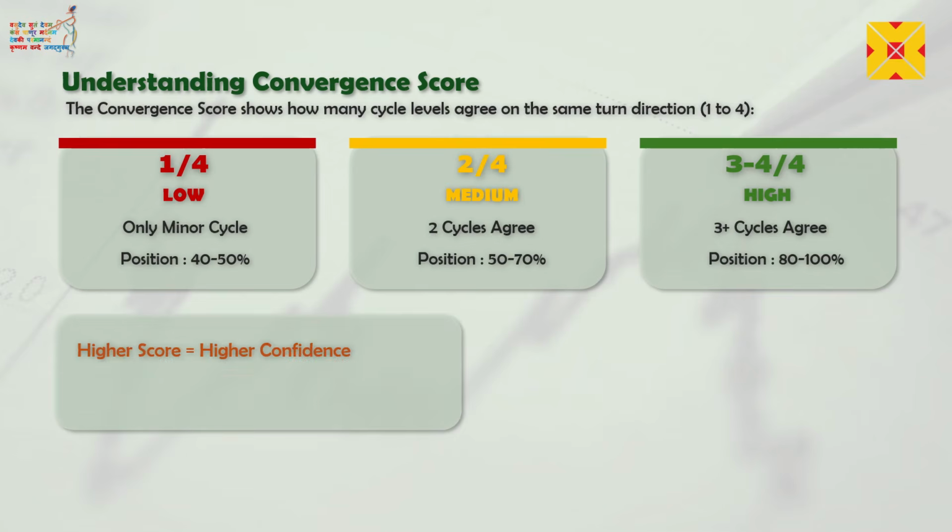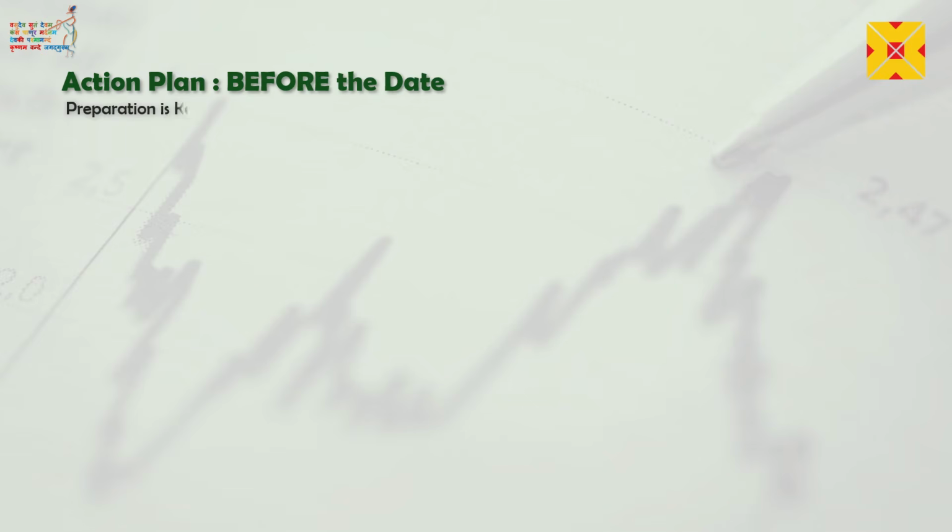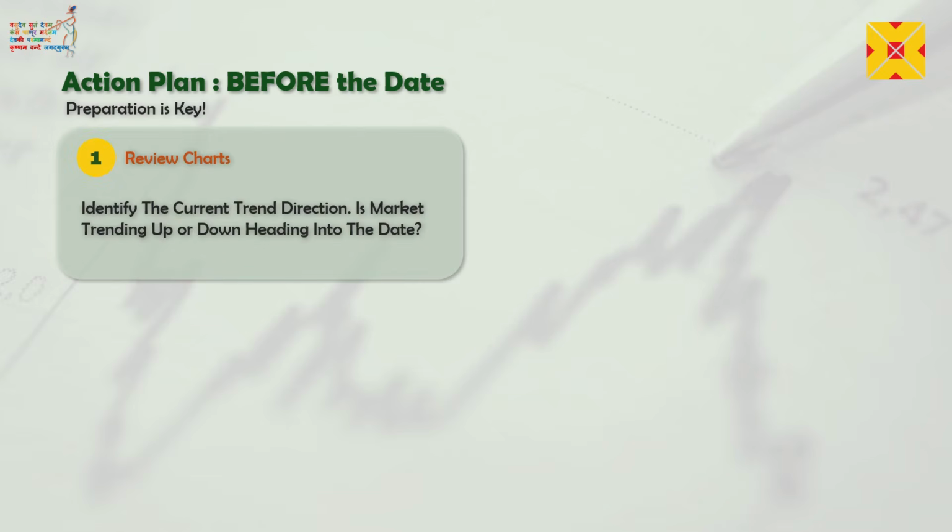Remember, higher convergence means higher confidence. Always adjust your position size accordingly. Let's dive into the action plan, starting with what to do before the predicted date. Preparation is key. The report will tell you exactly when to start, typically 3 to 4 days before the predicted turn date. Step 1. Review your charts. Identify the current trend direction. Is the market trending up or down heading into the date?